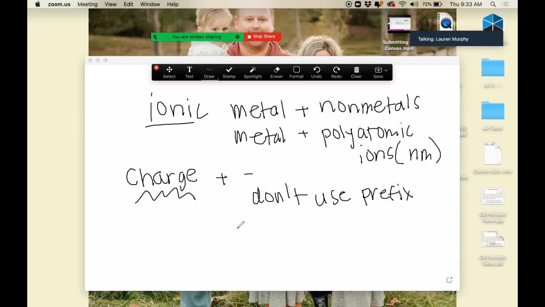So you will very rarely see mono, di, tri, tetra anywhere. The way that they're formed is by balancing the charge, and by balancing the charge, you're going to make it add up to 0. And again, we'll just practice. So the first one I'm going to do is probably the most common ionic compound you've seen.